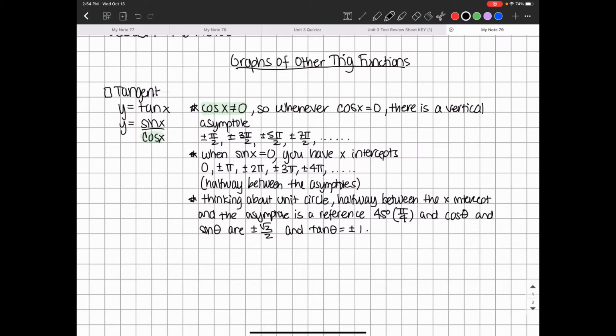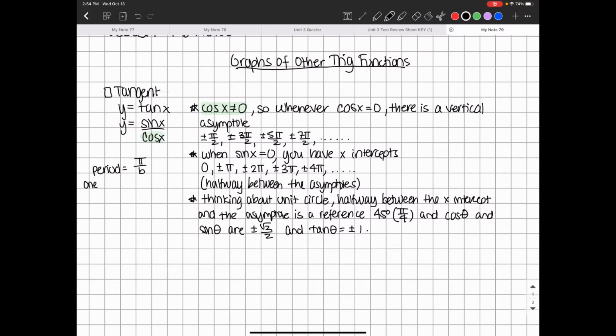Something I also want to keep in mind when I'm drawing tangent graphs is that the period is equal to pi over b. So from asymptote to asymptote, the horizontal distance is not pi over 6. Why did I say that? It's pi over b. Pi over b is the horizontal distance from asymptote to asymptote for a tangent function.